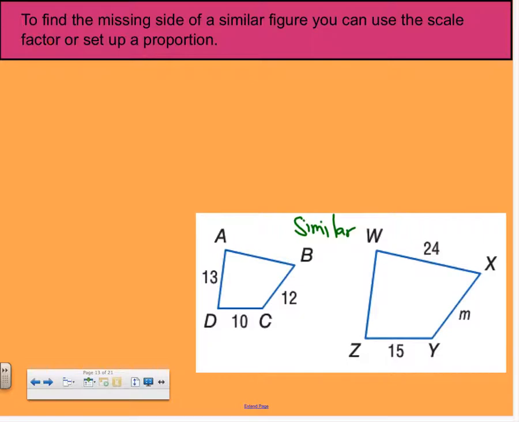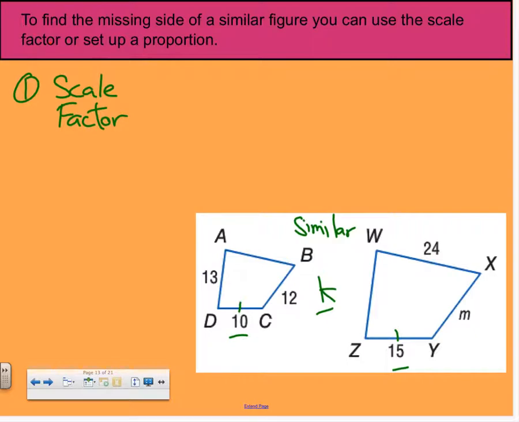So the first way that we can find missing sides is to use a scale factor. Now we want to determine what the scale factor is. The scale factor, which is sometimes represented by K, is a number that I multiplied. Do you see the corresponding sides here? DC and ZY are corresponding sides, and we've got 10 and 15. So 10 had to be multiplied by a certain number, the scale factor, to get 15.